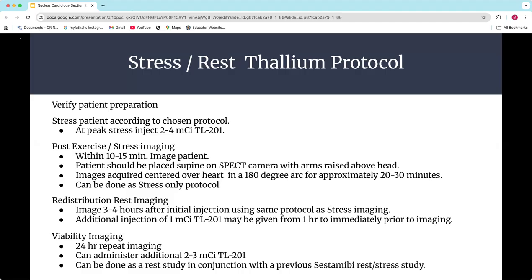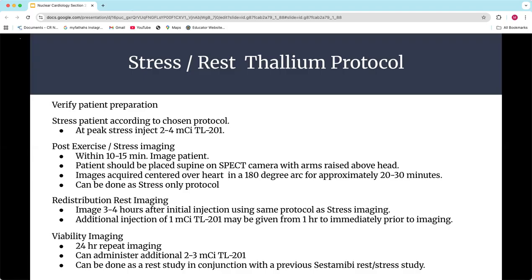And so there are some departments that when they come back for the rest scan, they'll give them an additional millicurie of thallium to boost it up a little bit. But you can image 3 or 4 hours later with thallium. Again, remember, it stays in our body a long time. Not forever, but the biological half-life is 55 hours. So it stays in there for quite a bit of time. And then you can just simply image the rest again and have it at that time.